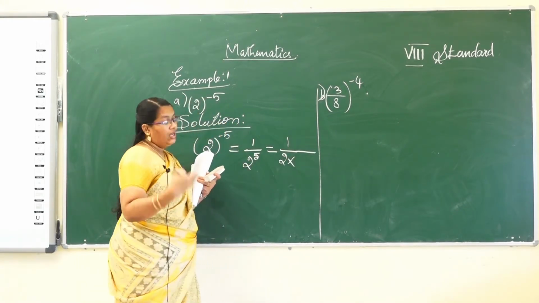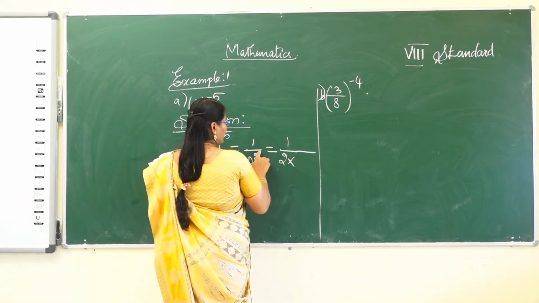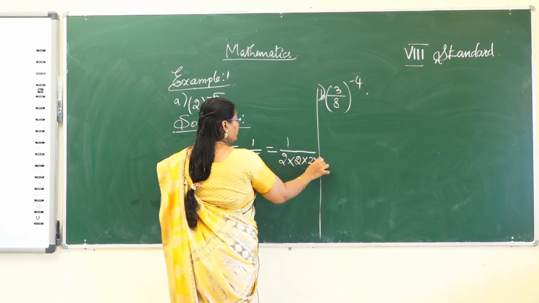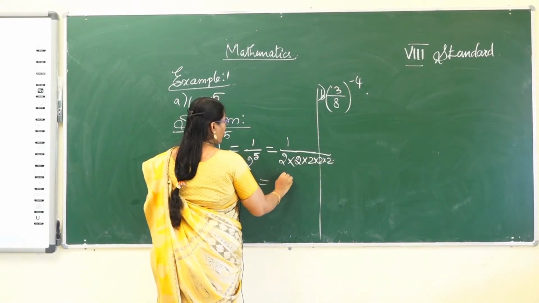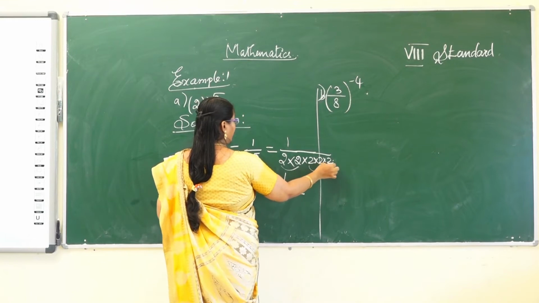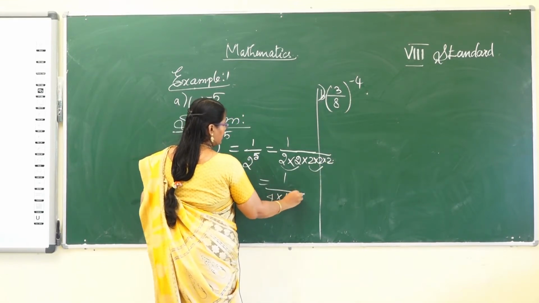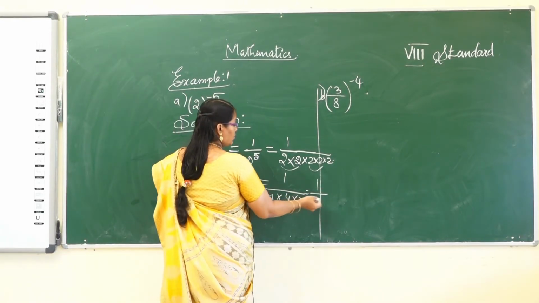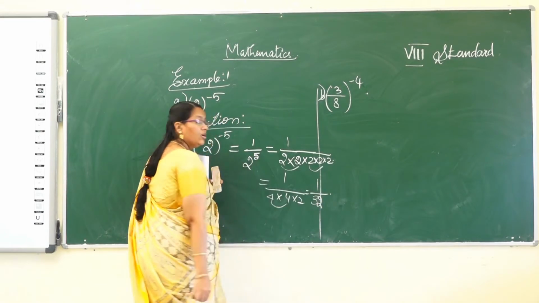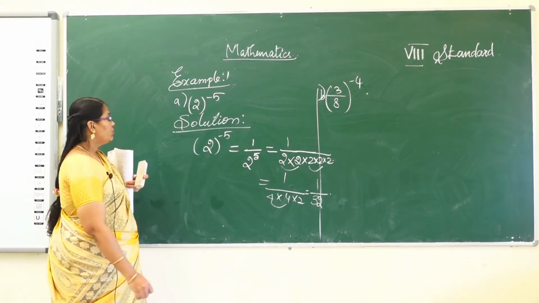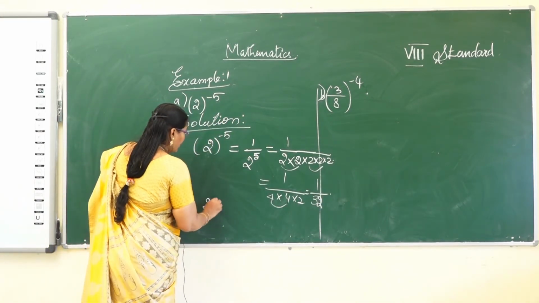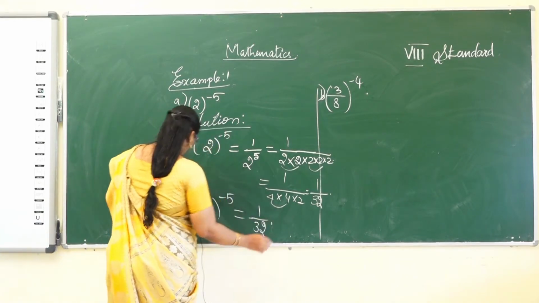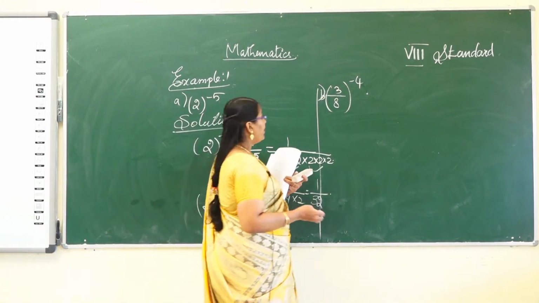So write in the expanded value. 2 is multiplied how many times? 5 times. 2 into 2 into 2 into 2 into 2. So 2 2s are 4, 4 into 4 into 2: 4 4s are 16, 16 2s are 32. So the value of 2 power minus 5 is equal to 1 by 32.